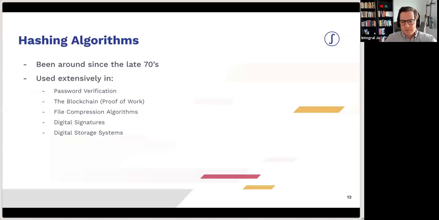They're kind of old too. Hashing algorithms have been around at least since the 70s. That's what I could find in my research here. And they get used everywhere. I can almost guarantee that you've interacted unknowingly, probably, with a hash algorithm today.